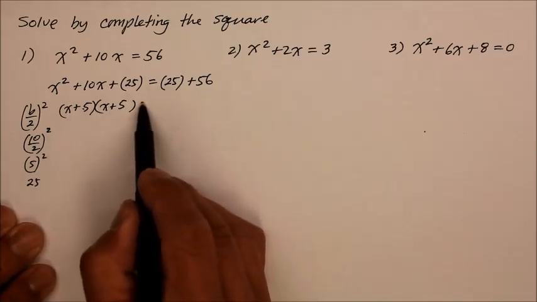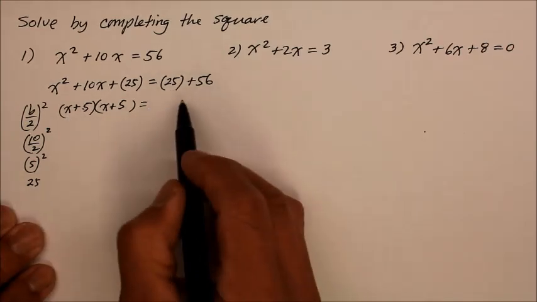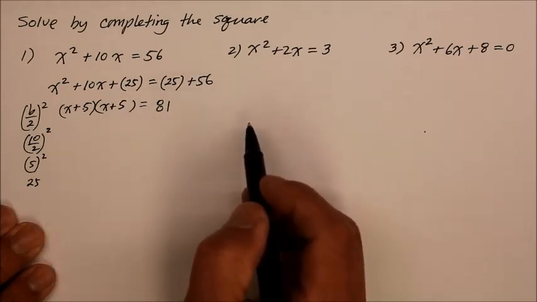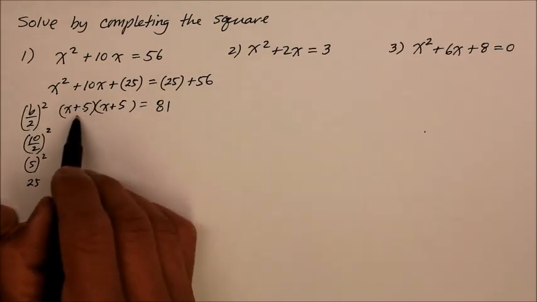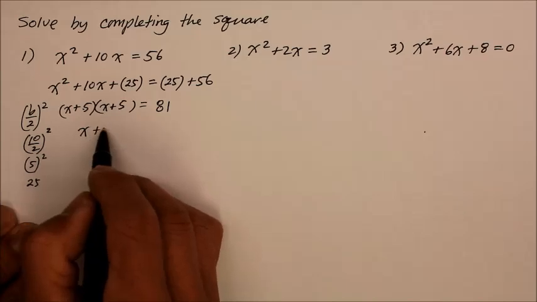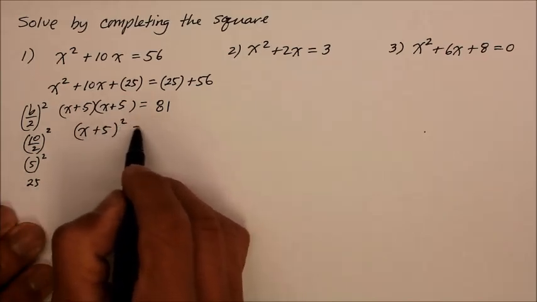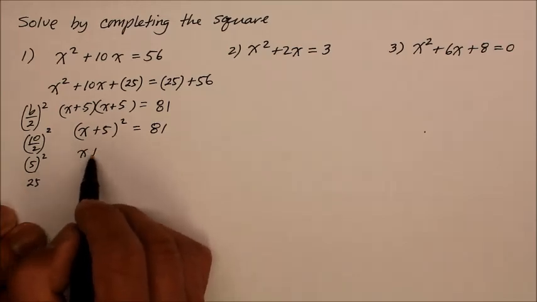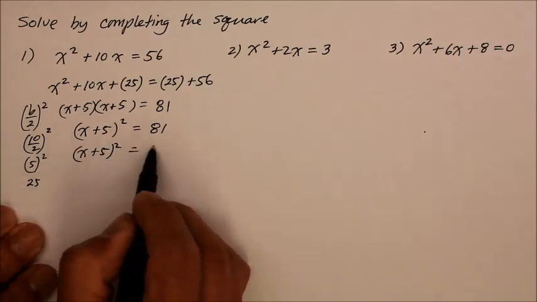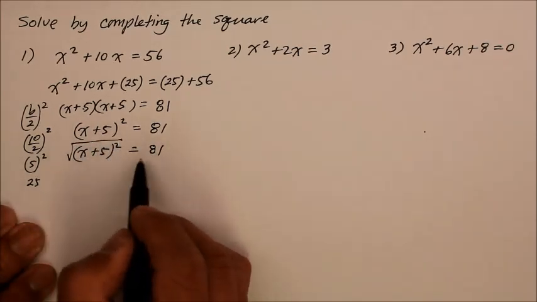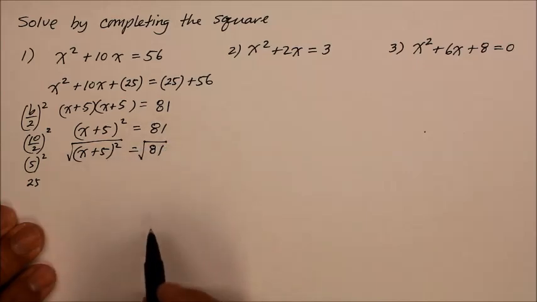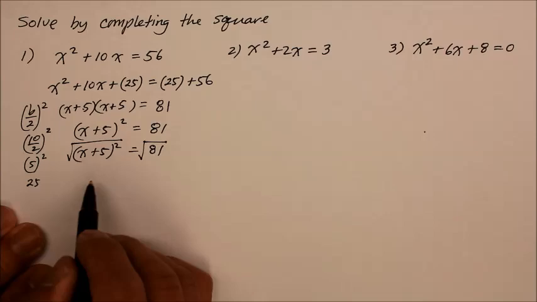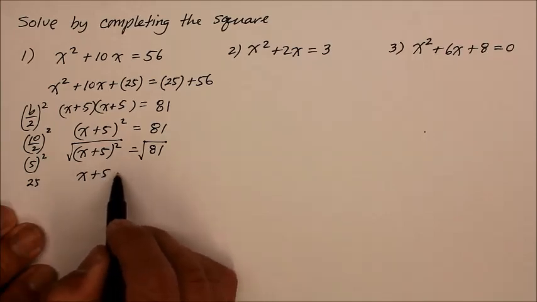Now let's evaluate what's on the right side since we moved the 25 over. 25 plus 56 is 81. Now since these two binomials are identical, we could write that as a single term, as a square. And from this point on, we could solve for x, and we could do the inverse of a square, which is square root, and do that to the other side as well.